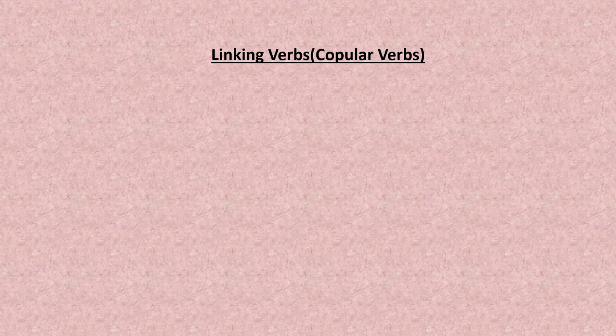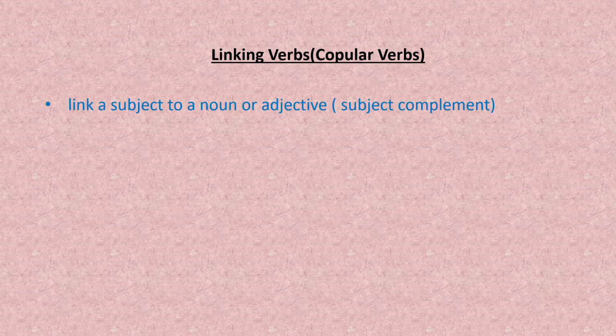First is linking verbs or copular verbs. Linking verbs link a subject to a noun or adjective, and this noun or adjective is called a subject complement. In other words, linking verbs connect or link a subject to a subject complement. This subject complement can be a noun or an adjective, and linking verbs give more information about the subject. It means in linking verbs, the subject complement will give you more information about the subject.